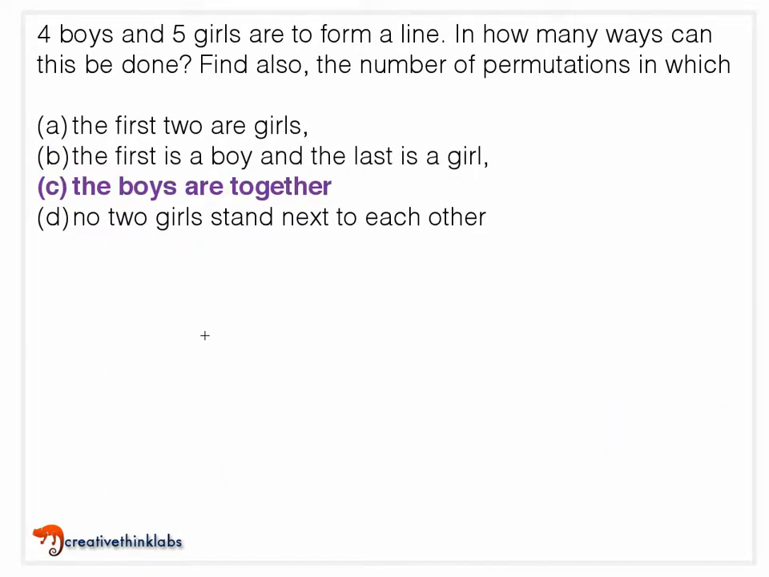The boys are together. Now, this is a very interesting question, so please pay close attention here. We draw the boxes again.